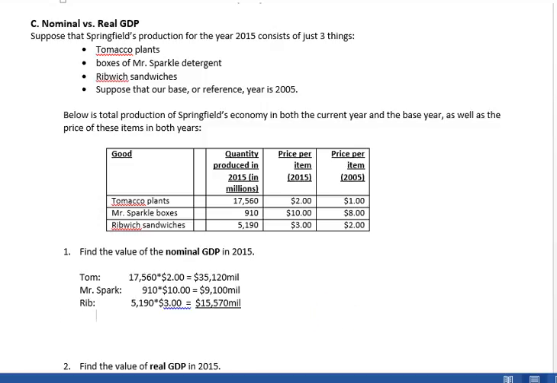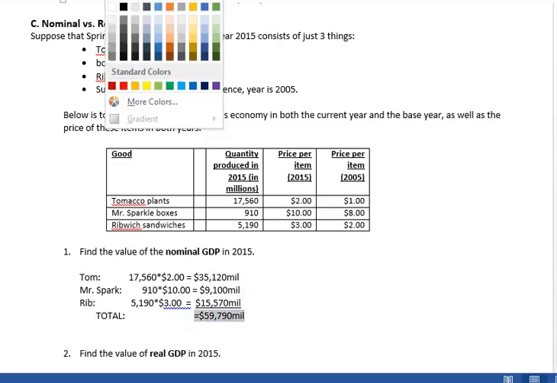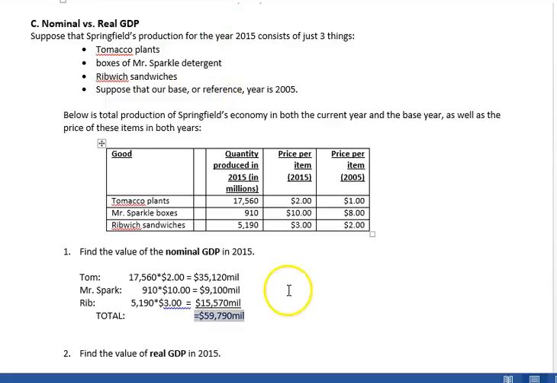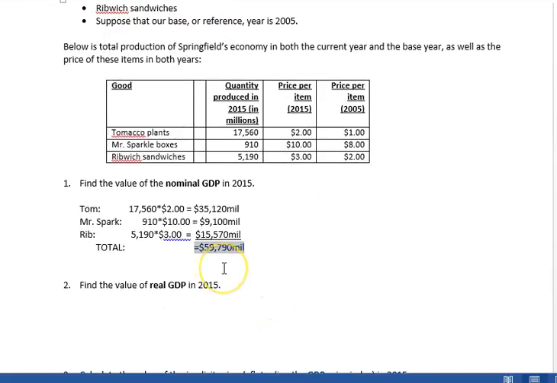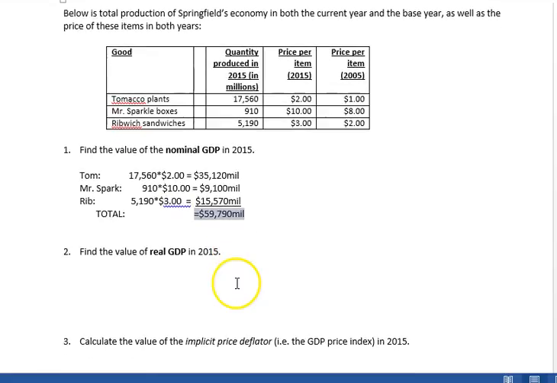All right, so what we're going to do is then add those three totals, okay, and get a total for 2015. This is going to be our nominal GDP for 2015, $59,790 million. There we go. So there's our answer to part one. Nominal GDP in 2015, let's highlight that, is $59,790 million.